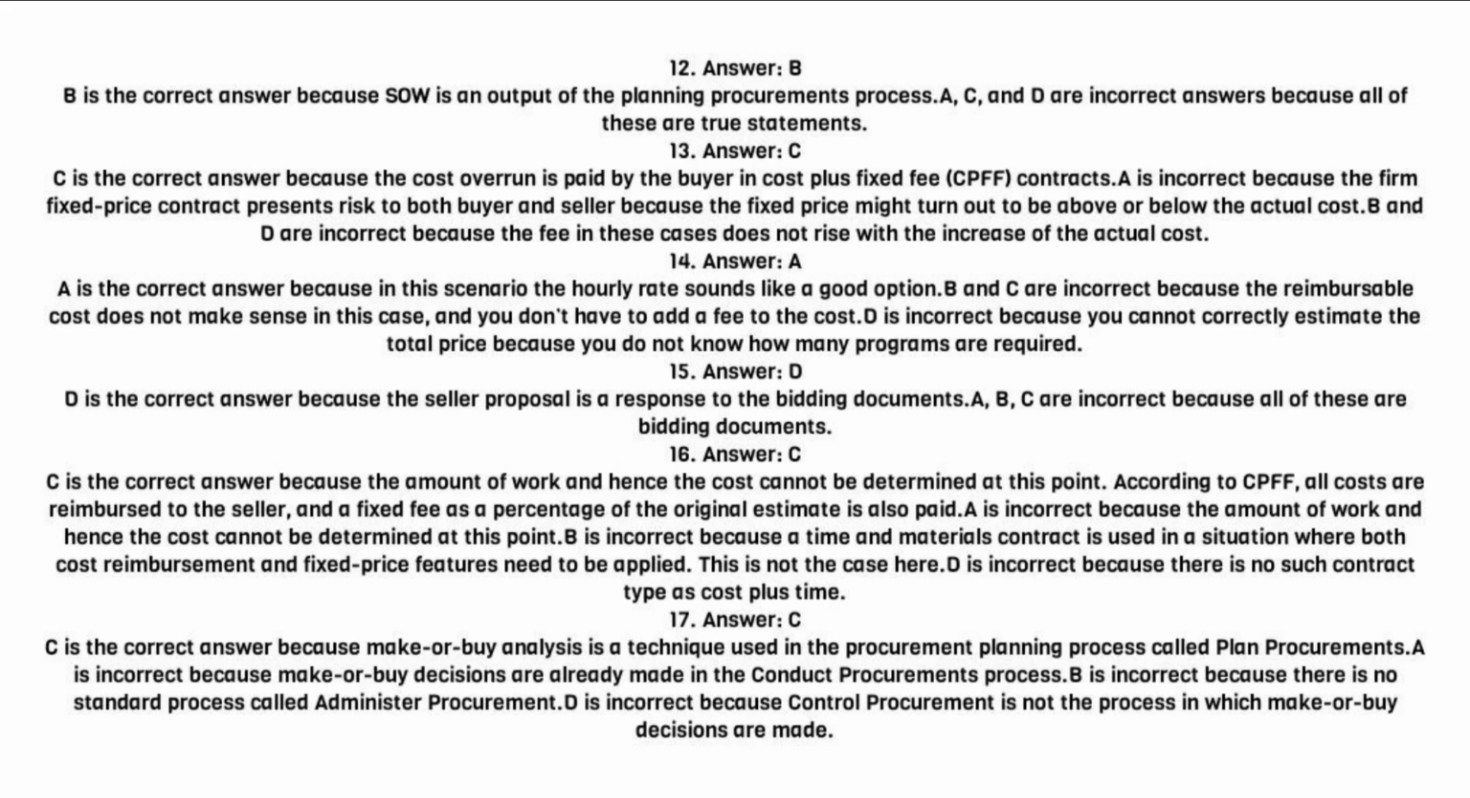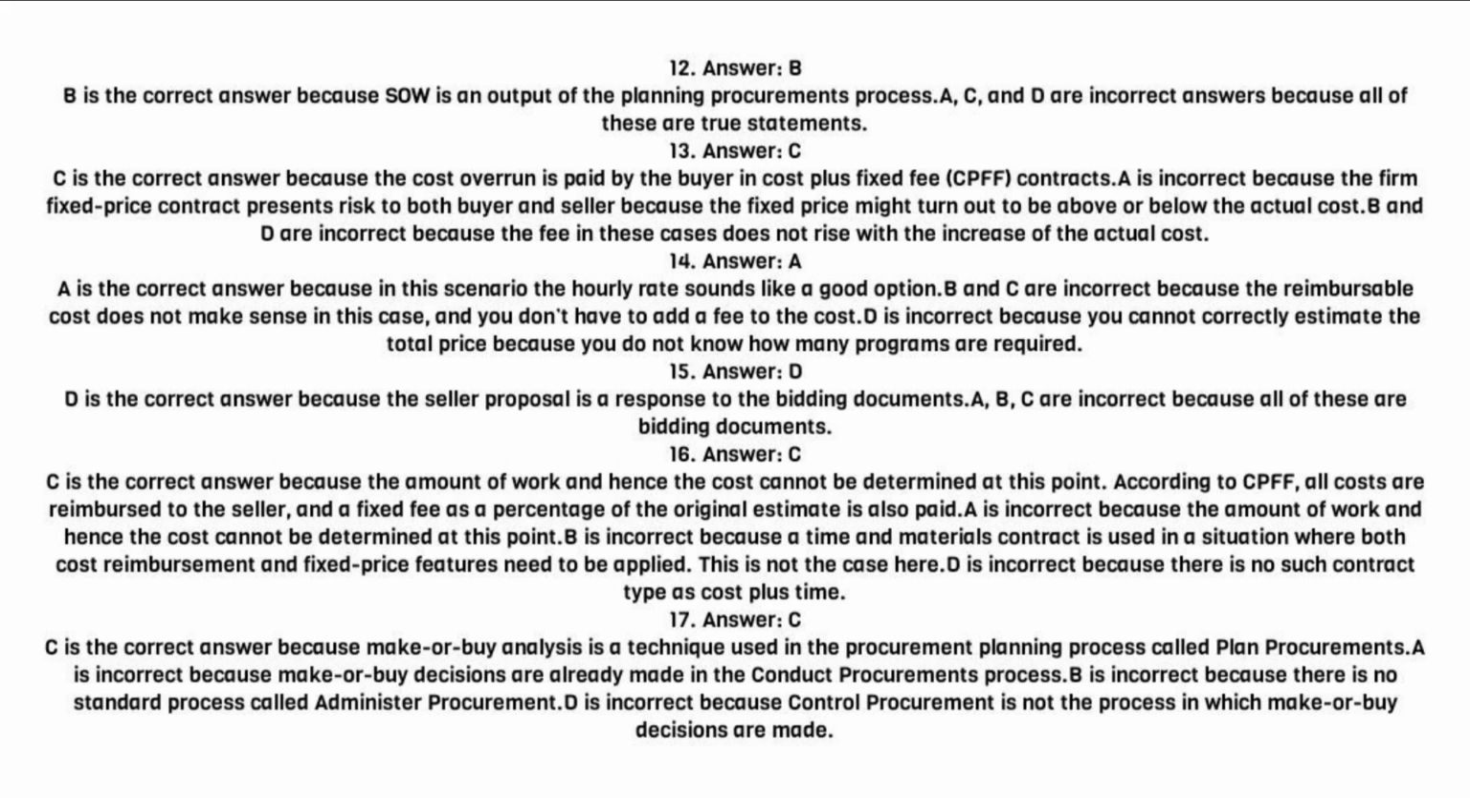13. Answer C. C is the correct answer because the cost overrun is paid by the buyer in cost plus fixed fee, CPFF, contracts. A is incorrect because the firm fixed price contract presents risk to both buyer and seller because the fixed price might turn out to be above or below the actual cost. B and D are incorrect because the fee in these cases does not rise with the increase of the actual cost.